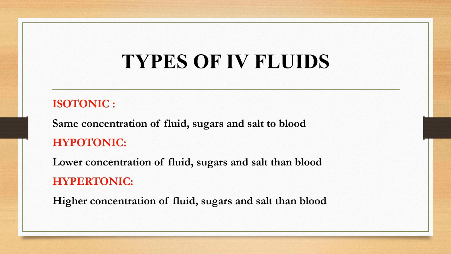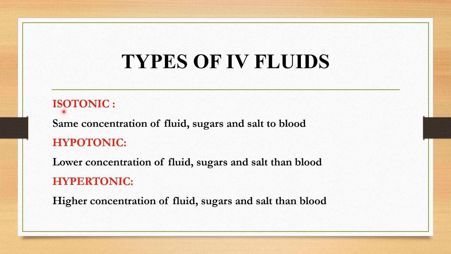Now I hope you got a clear idea about the anatomy of body fluids and its exchange. Let's see about different types of IV fluids. So we have mainly three types of IV fluids: isotonic, hypotonic, and hypertonic. From the name itself, the meaning is there. Tonic means concentration, iso means same.